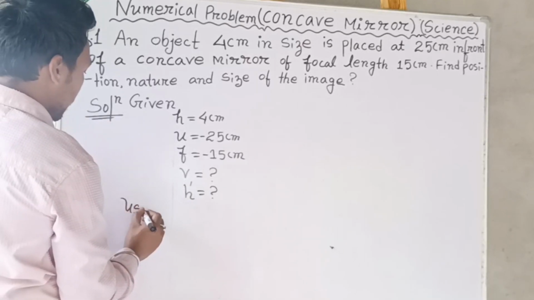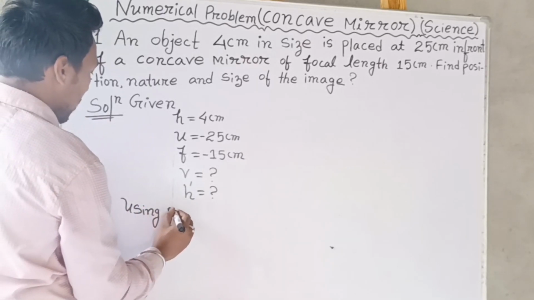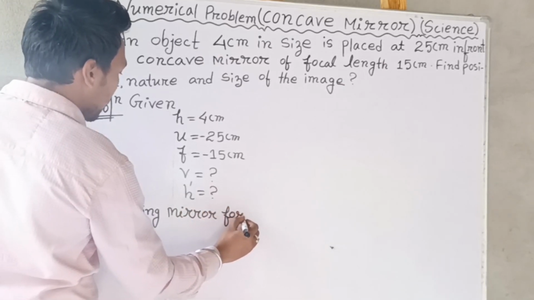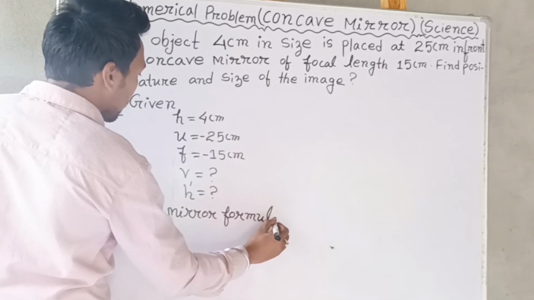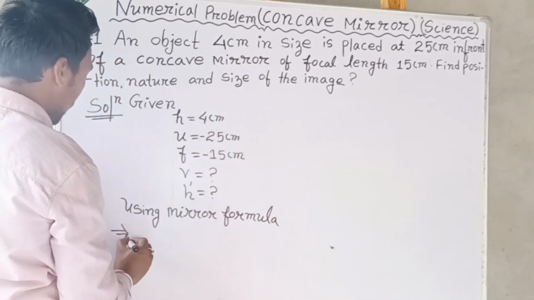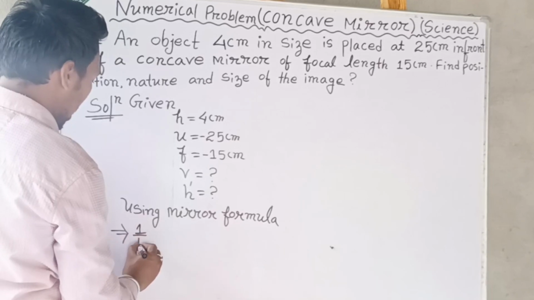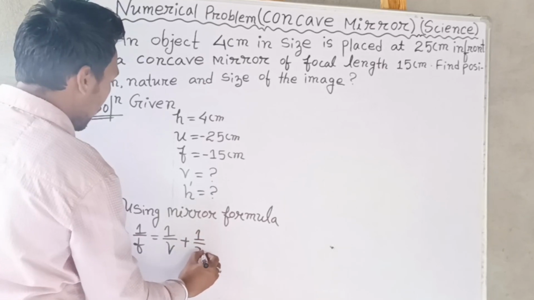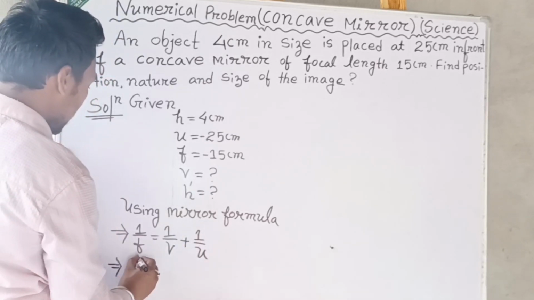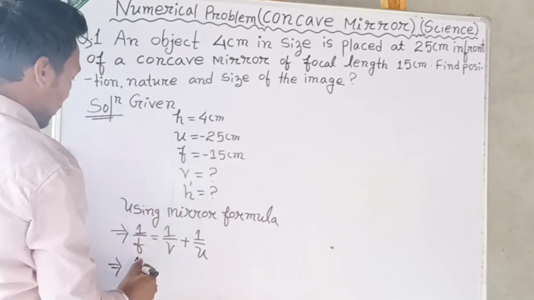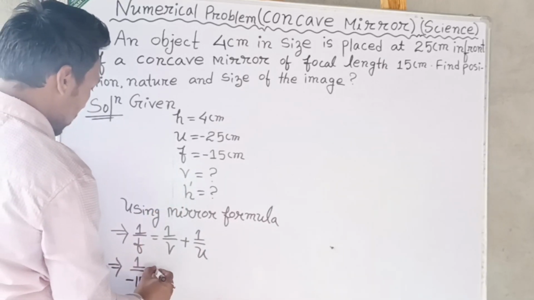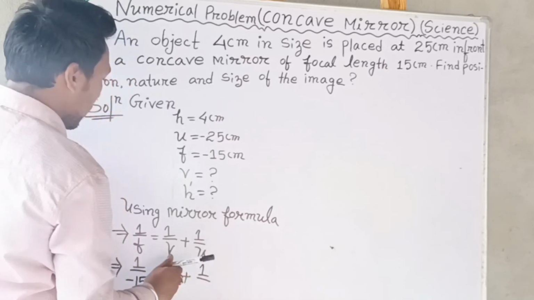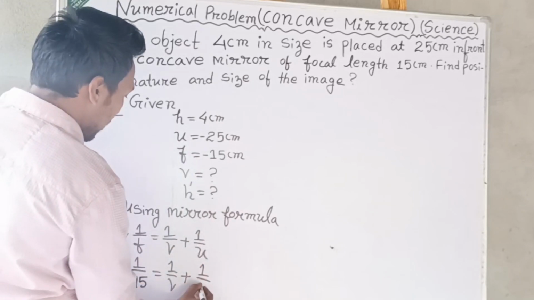So using the mirror formula, as we know, mirror formula 1 by f equal to 1 by v plus 1 by u. So in the next step, you just place the values. f means here minus 15, so right here minus 15 equal to 1 by v, right as it is, so plus 1 by u means here we have minus 25, so right here minus 25.